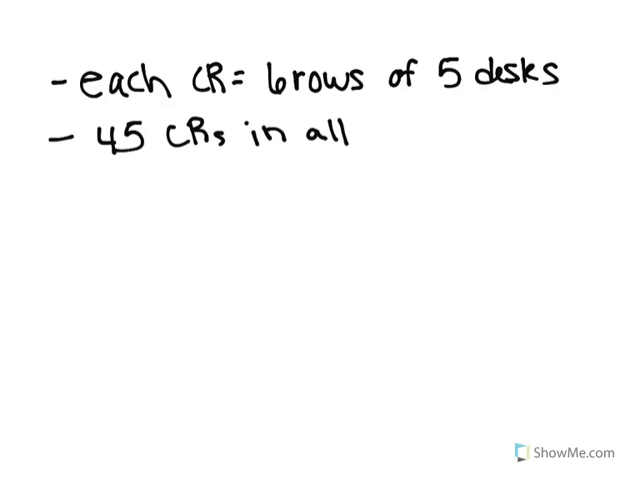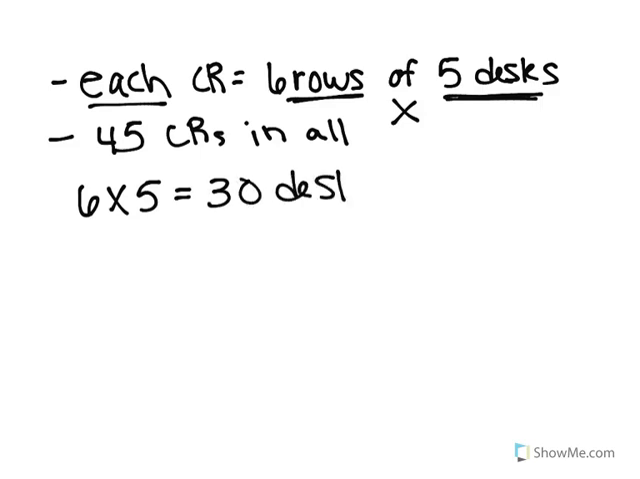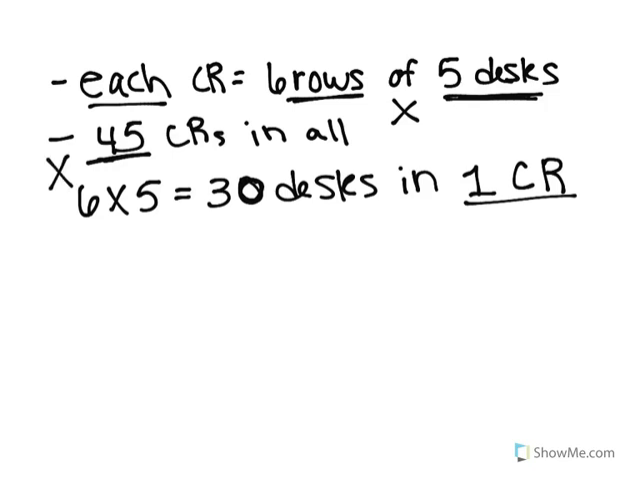So we need to first find out how many desks are in one classroom. If each classroom has 6 rows with 5 desks in each row, that's just 6 times 5. 6 times 5 is 30 desks in one classroom. And if one classroom has 30 desks and we want to know how many desks are in 45 classrooms, we need to multiply again. I'm going to use the area model.